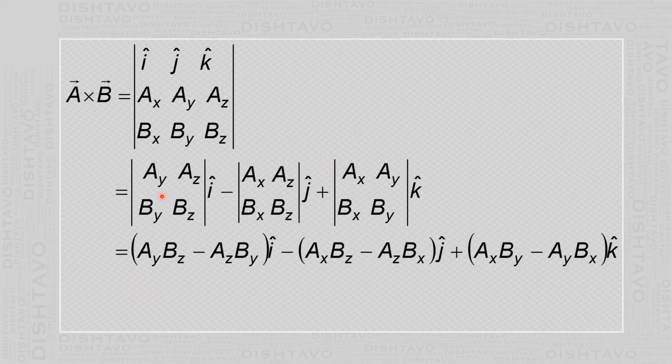The value of the 2 by 2 determinant is, you multiply the diagonals and subtract. So this into this minus this into this. So what you get is AY BZ minus AZ BY. Similarly here AX BZ minus AZ BX. Similarly here AX BY minus AY BX. So this is the formula for the cross product.